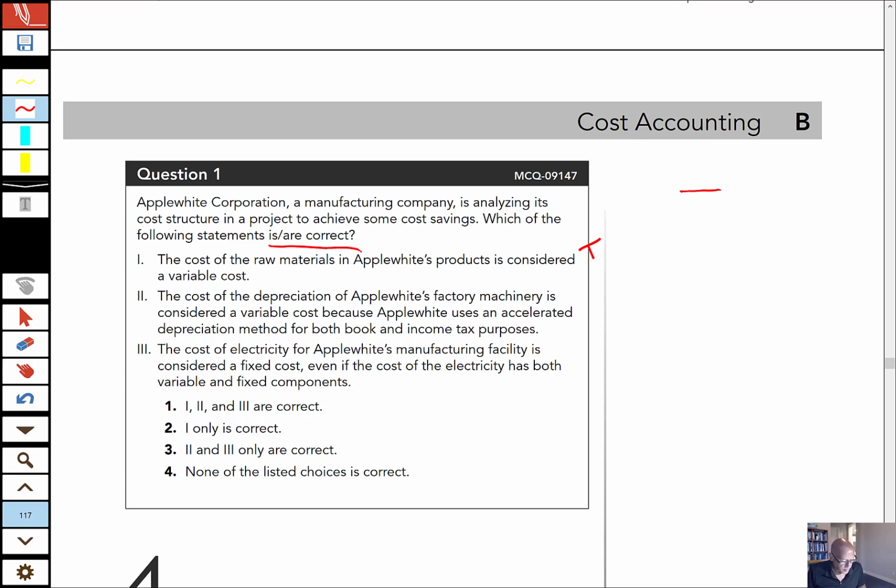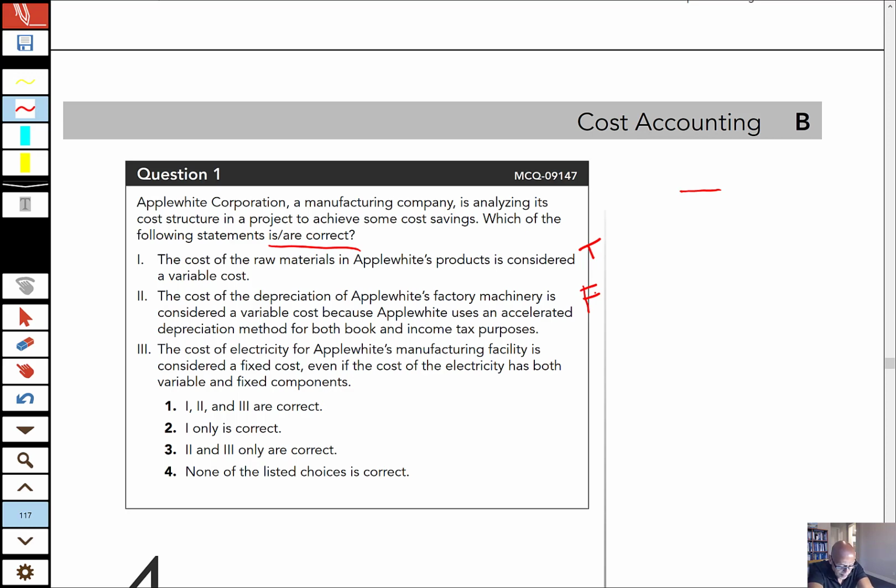Number 2, the cost of depreciation of Applewhite's factory machine is considered a variable cost because Applewhite uses an accelerated depreciation method for both book and income tax purposes. No, that's false. Depreciation generally is fixed. It's accelerated because we're going to depreciate it more quickly in its earlier years and more slowly in its later years. That has nothing to do with production.